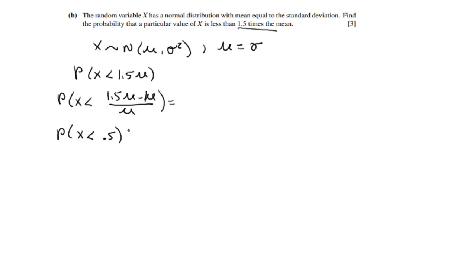And so when I do this, you can see I got 1.5 mu minus 1 mu, which is going to be 0.5 mu. And then when I divide 0.5 mu by mu, I get 0.5. And see, now I've got a z-score. So all I got to do is find the probability that matches up with that. And if I go to look at the table, I should find out that it is 0.6915.